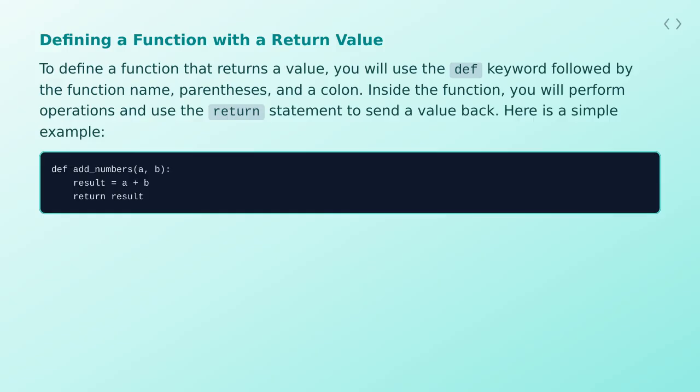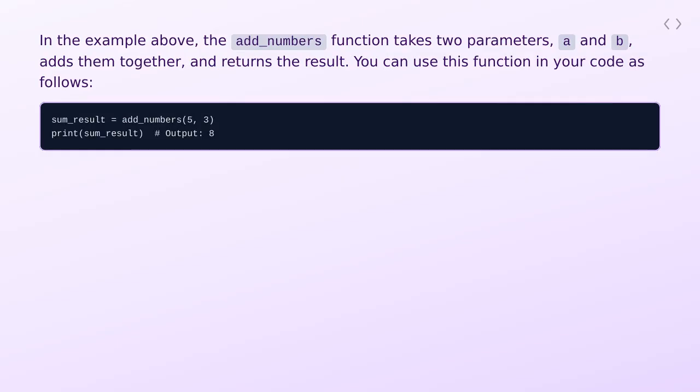This sample defines a function. Review the implementation on the slide. In the example above, the add_numbers function takes two parameters, a and b, adds them together, and returns the result. You can use this function in your code as follows. See the example on this slide. Pause if you want to study the details.